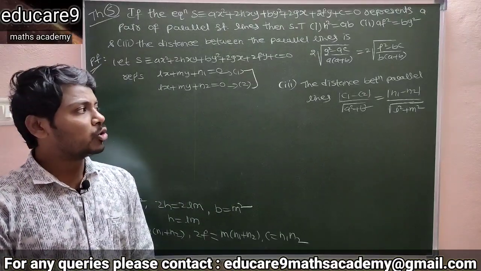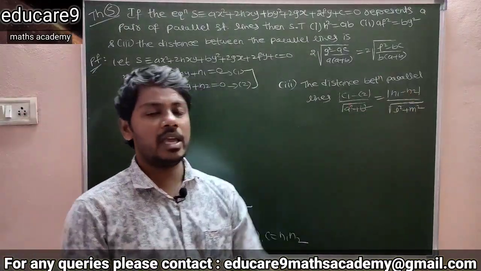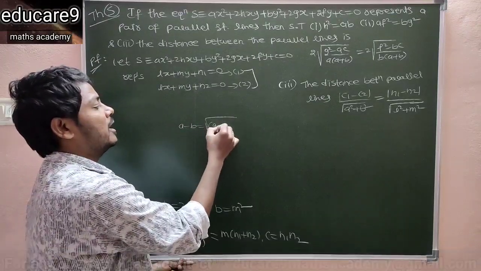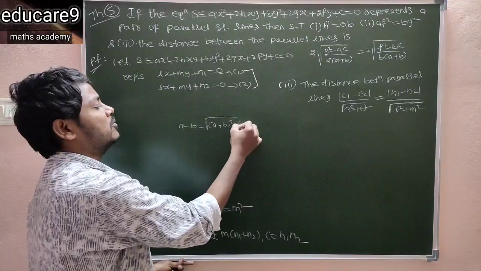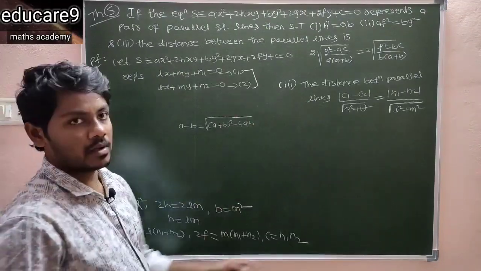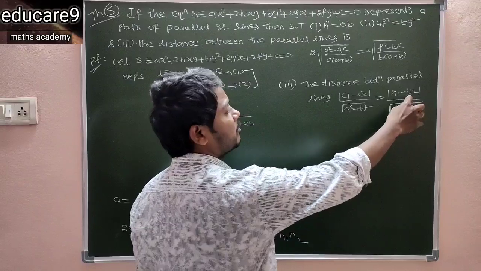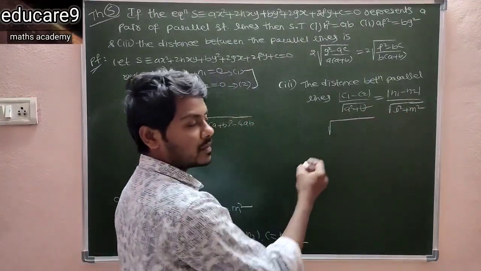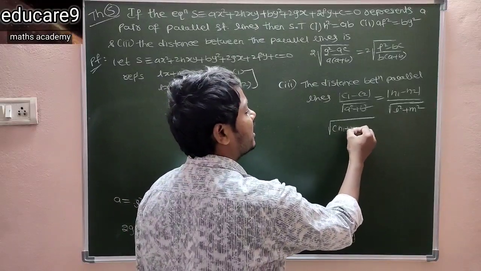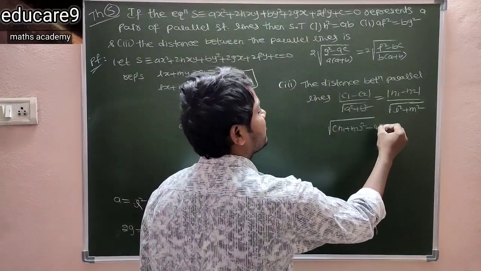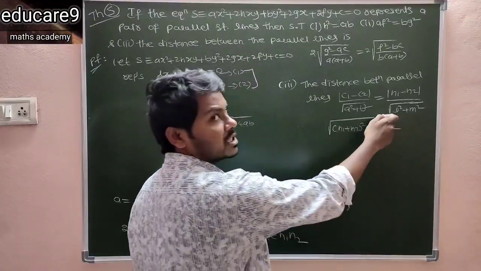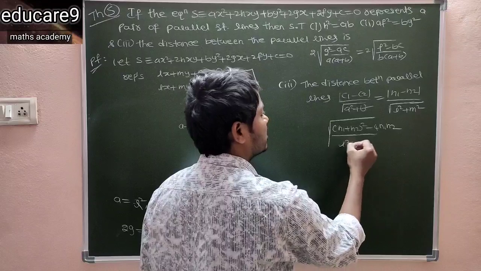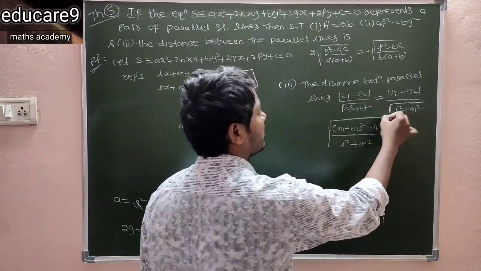Now how to write a minus b? What is the a minus b formula? That is square root of a plus b whole square minus 4ab. So apply here: a is n1, b is n2. So a minus b can be written as square root of n1 plus n2 whole square minus 4 n1 n2. So this is also a root only now, so root of l square plus m square.